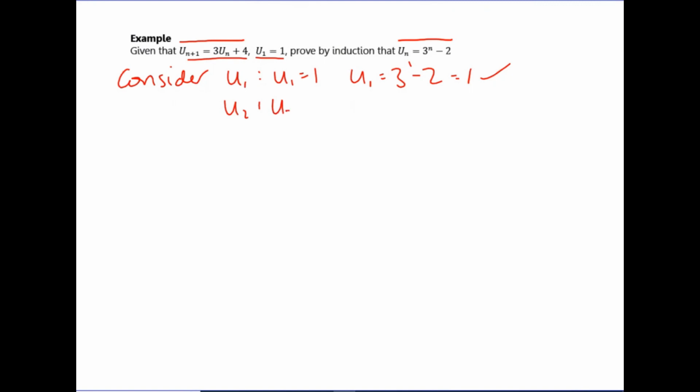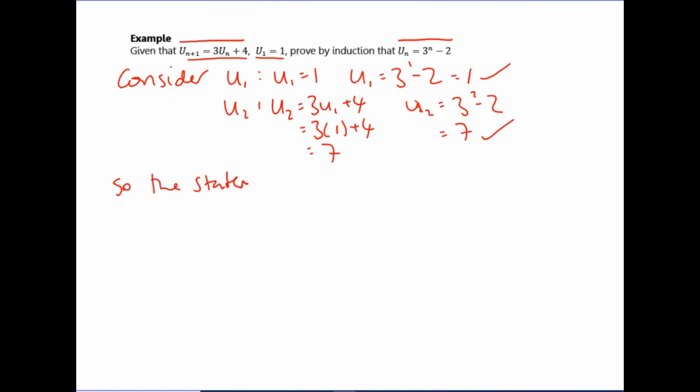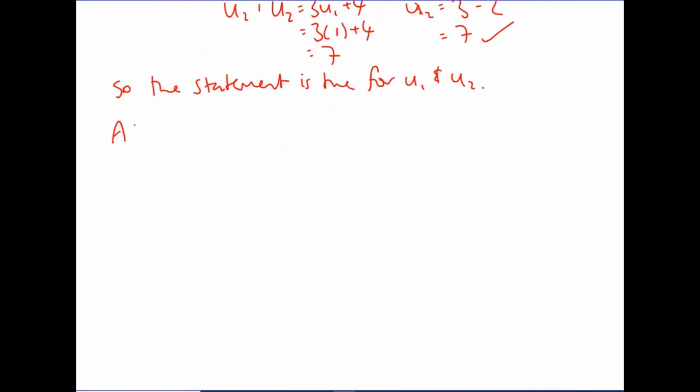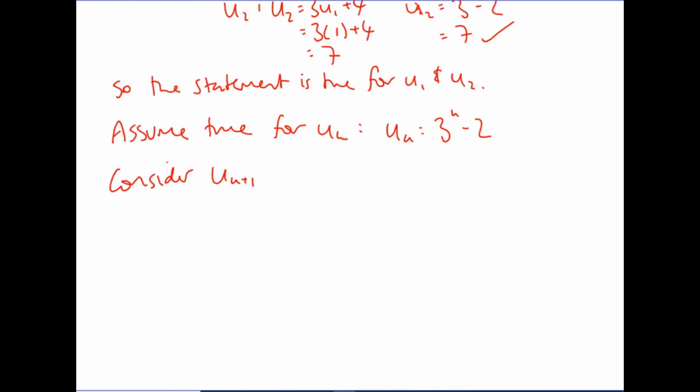From the recurrence relation, u2 is 3u1 plus 4. We know u1 is 1, so this is 7. From the nth term formula, u2 is 3 squared minus 2, which is 7. So it does work. So the statement is true for u1 and u2. Next comes our assumption step. So we assume that it's true for uk, which is that uk equals 3 to the k minus 2. And then we consider uk plus 1.